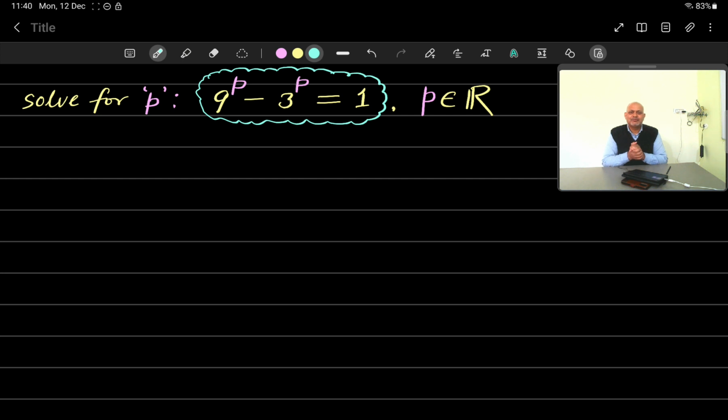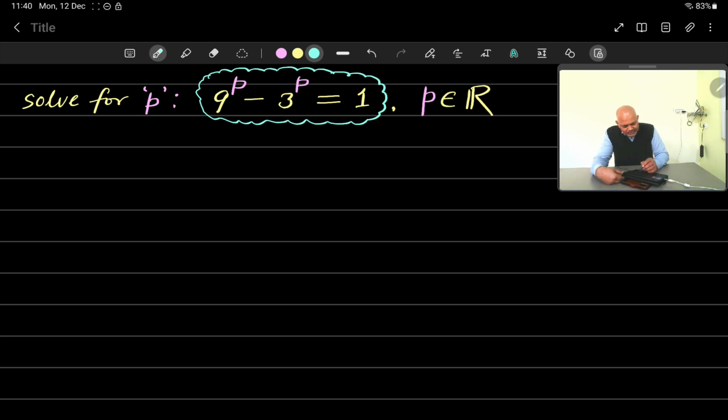My dear friends, today we have to solve a new question for you, and that question is also related to the Maths Olympiad examinations. The question is very simple, but it has some different calculations, and that's why I have selected this one. You can see this question on the screen here. Solve for p: 9 to the power p minus 3 to the power p equals 1, and p is a real number.